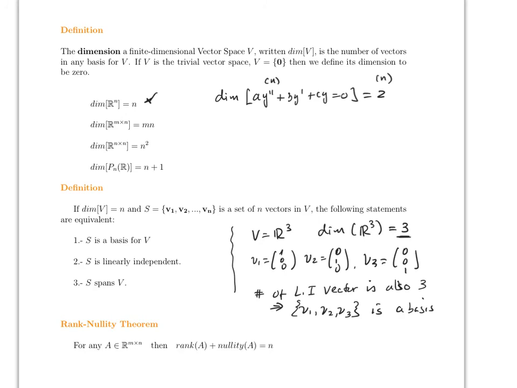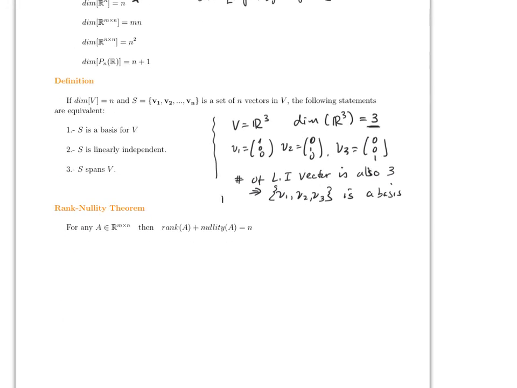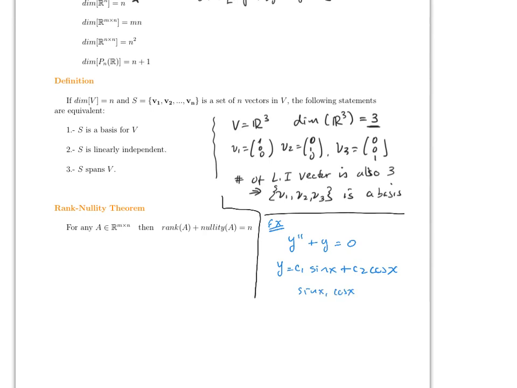Now, for the purpose of the class, since we're also dealing with differential equations, consider the following example. Let's say you have this differential equation, and everybody should know the answer is C1 sine x plus C2 cosine x. We already checked the sine x and cosine x in the previous page or the last two pages. These are linearly independent, and you have two of them.